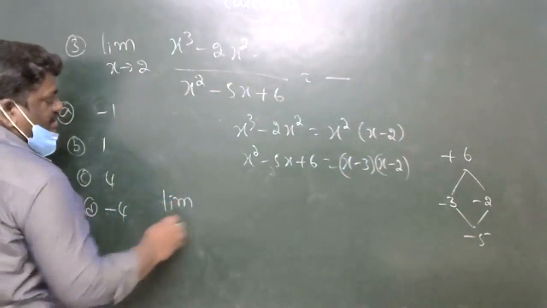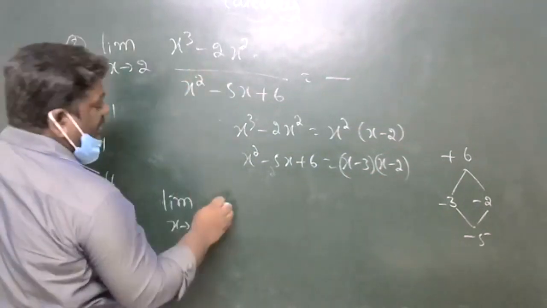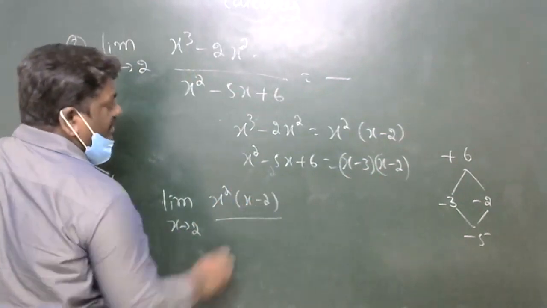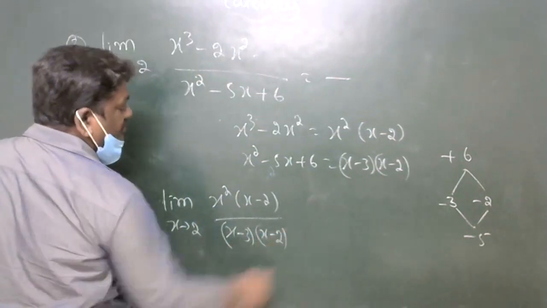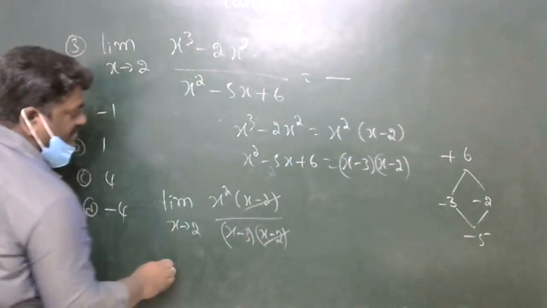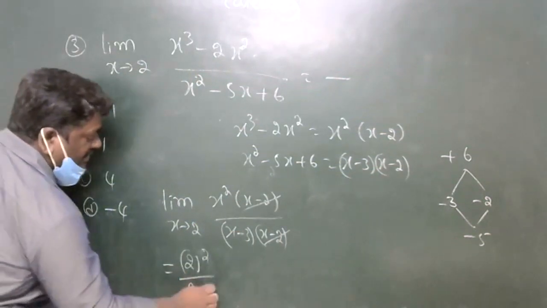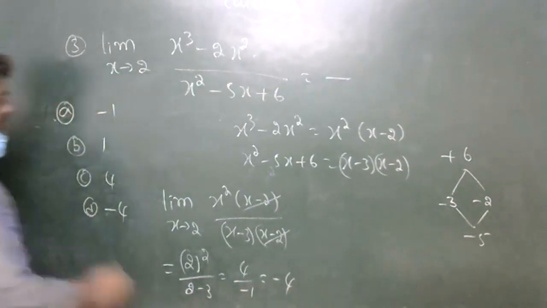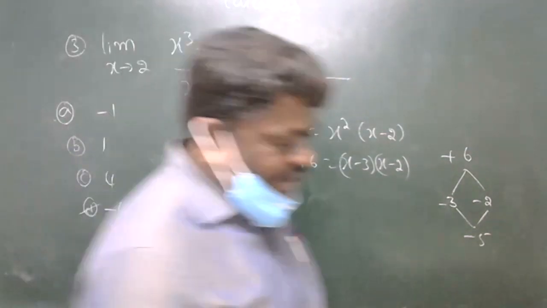Limit as x tends to 2. This we can write as x square of x minus 2 divided by x minus 3 into x minus 2. The x minus 2 gets cancelled. Substitute that. You are going to get 2 square divided by 2 minus 3, which is 4 divided by minus 1. Minus 4 is the answer. Option D. Okay.